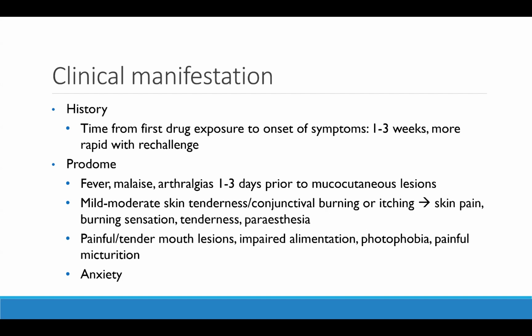The time from the first drug exposure to the onset of symptoms can be 1 to 3 weeks, and it is more rapid with re-challenge. Generally, for type 4 hypersensitivity or delayed type hypersensitivity reactions such as SJS-TEN, we take a drug history up to 2 months prior to presentation. Next, you develop a prodrome, and here the patients complain of fever, malaise, and arthralgias, and this occurs 1 to 3 days prior to the development of mucocutaneous lesions.